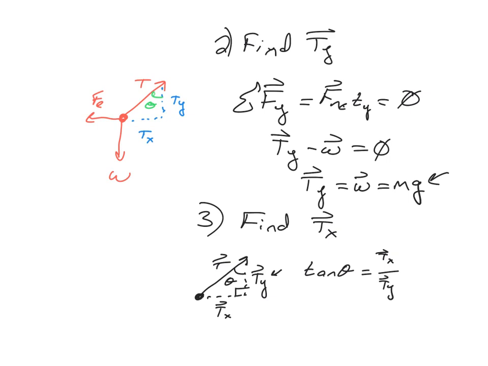Well, that means that Tx is going to be Ty tan theta, where Ty is, of course, just mass times gravity. So I can get Tx from that. So Tx equals Ty times, which is mass times gravity, times the tangent of whatever that angle is that we got previously. All right, so with that, I can go to the next step because I know that Tx is equal and opposite to the electric force.